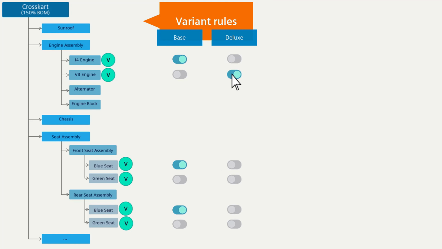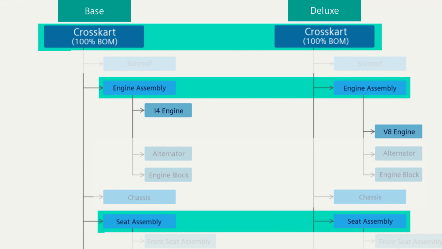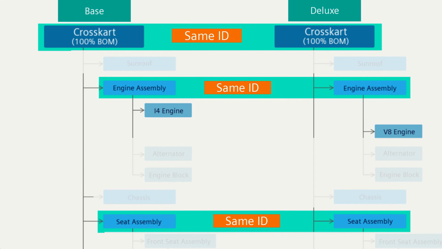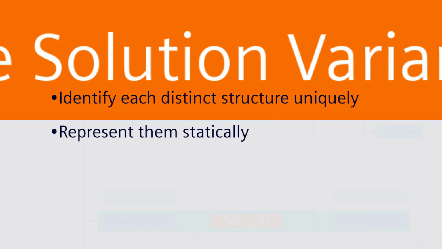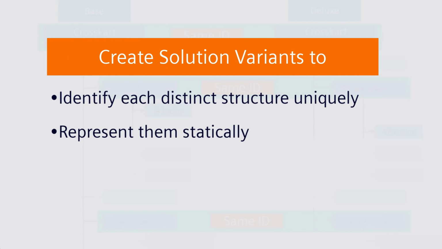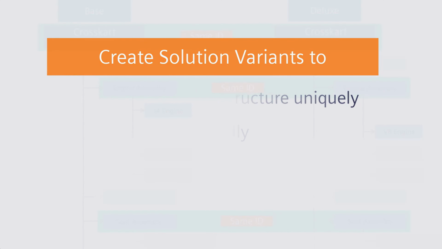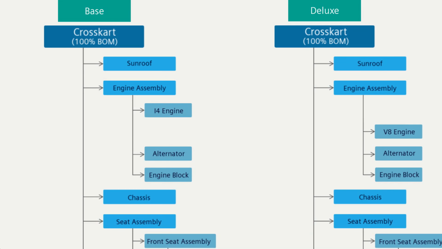In these distinct base and deluxe variants, the Crosscard, engine assembly, and seat assembly are not uniquely identified even though they contain different parts. Therefore, to identify and represent them statically, you create their solution variants. By default, a solution variant is always created at the topmost level for a specific variant.